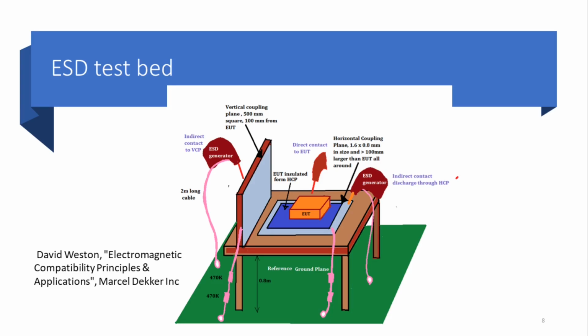Coupling planes are connected to the reference ground plane with cable that contain 470K resistors at each end of the cable. The ESD test setup shall consist of a wooden table, 0.8 meter high, standing on the ground reference plane. The horizontal coupling plane is 1.6 meters by 0.8 meters and shall be placed on the wooden table. The EUT and cables are isolated from the horizontal coupling plane by an insulating support around 0.5 mm thickness.